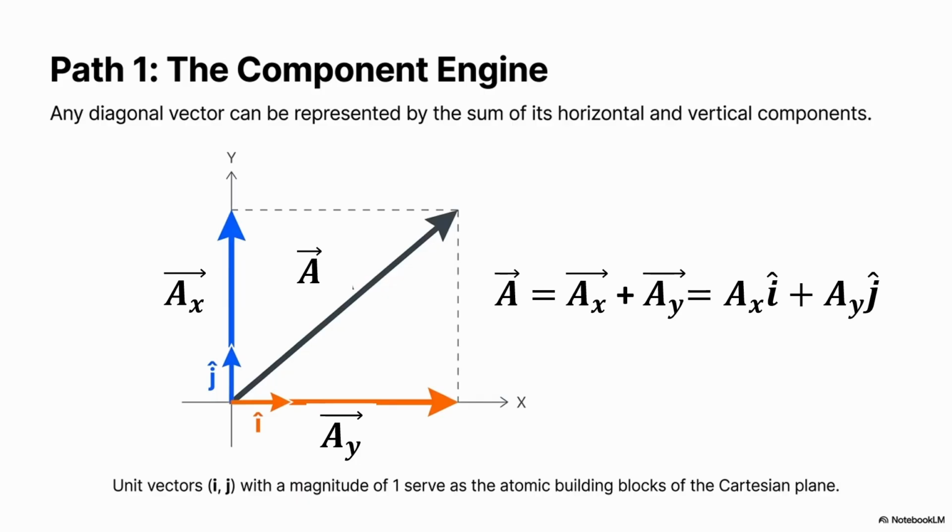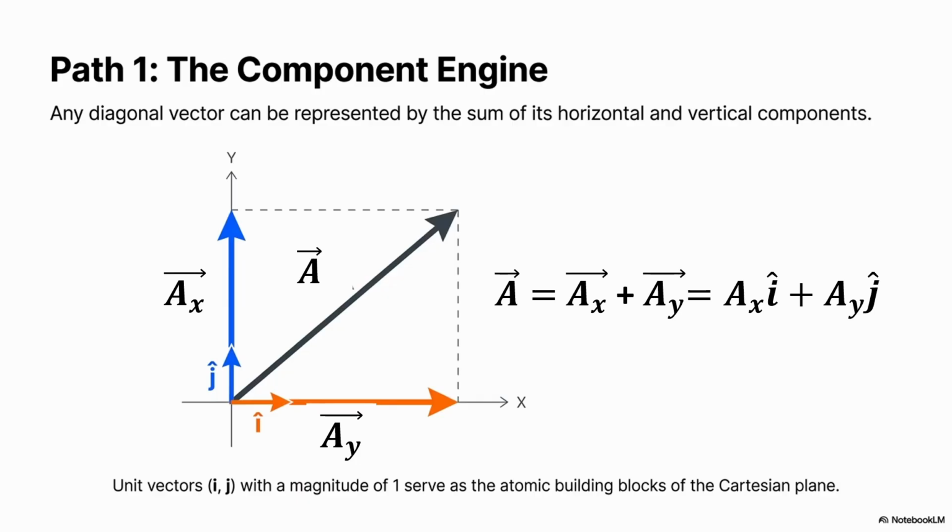But slide 6 has the secret. You realize that any diagonal vector is really just the sum of its horizontal and vertical components? Let's break it down. We use unit vectors, specifically i and j. Oh, right. i and j, I remember this. Yeah, so i is horizontal, j is vertical. They have a magnitude of exactly 1. They are basically the atomic building blocks of the Cartesian plane. Okay, so we're turning the diagonals into right angles.